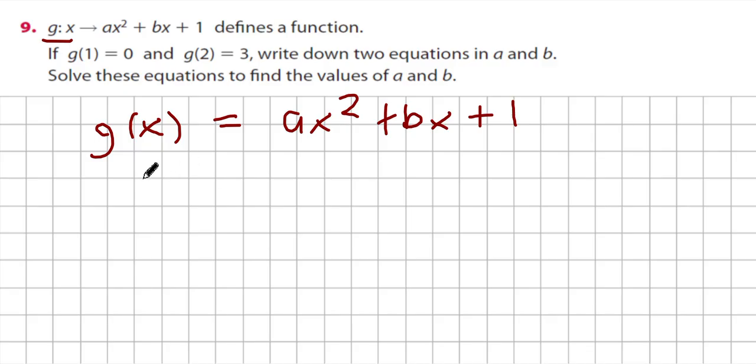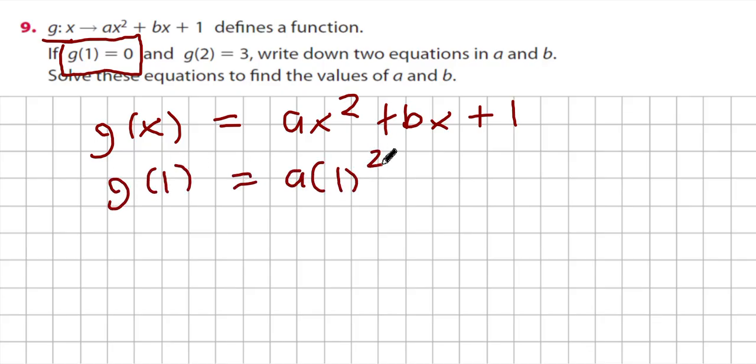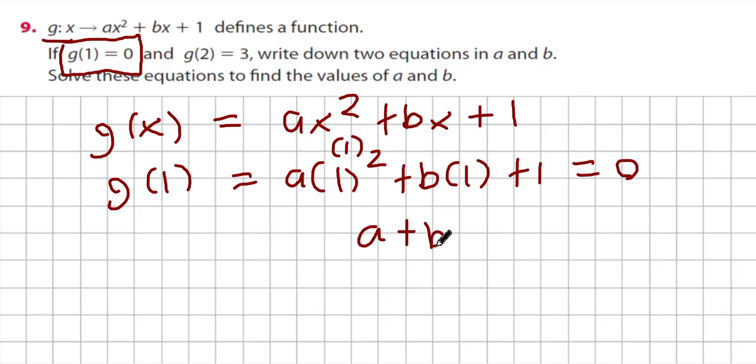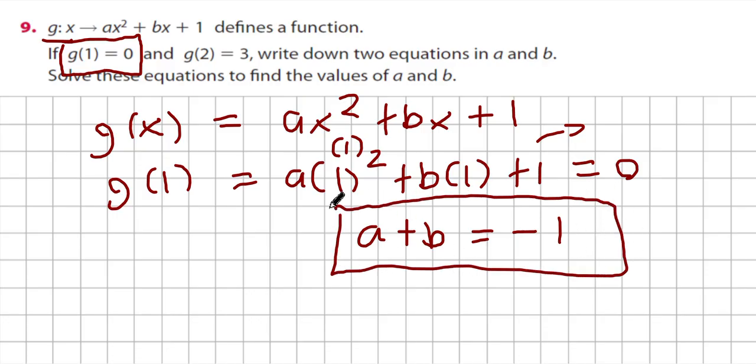Now, what we're going to do, guys, is replace the input. Using this box here, what's the input going to be? The input's going to be 1, and what's the output going to be? 0. Here we go. And then 1 squared is 1, isn't it? So I'm going to get a plus b. I'm going to move this out to the other side, and what am I going to get? Minus 1.